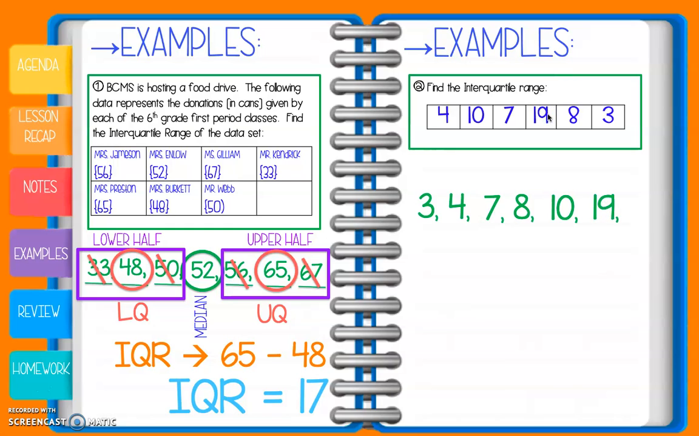Now we're going to find the median. So again, I'm not going to cross out the numbers just yet because I'm going to have to use them for the rest of this problem. But I can underline 3 and 19, 4 and 10, and look at that. We have 2 numbers left in the middle.